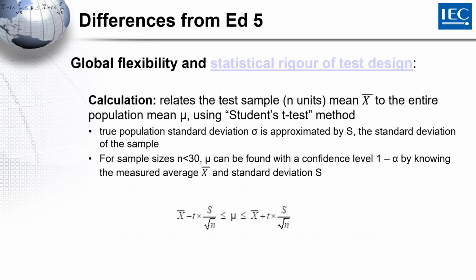I've put a hyperlink there if you wish to refresh the statistical rigor. The calculation relates the test sample in units mean, x bar, to the entire population mean mu. So we've got an x bar of the sample related to the population mu using Student's t-test method. And where the true population standard deviation sigma is approximated by S, for sample sizes n less than 30, we have this equation. This mu can be found with a confidence level 1 minus alpha by knowing the measured average, x bar, and standard deviation S. Next, please.